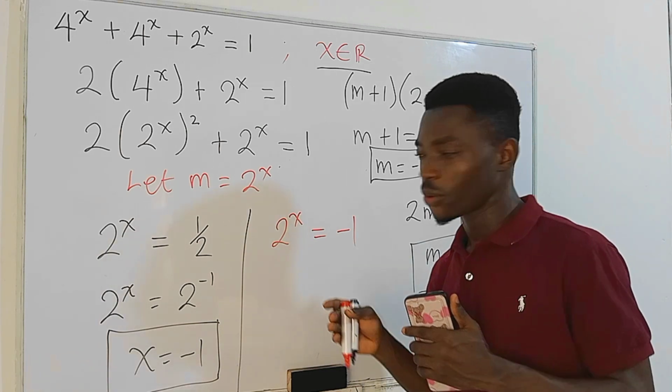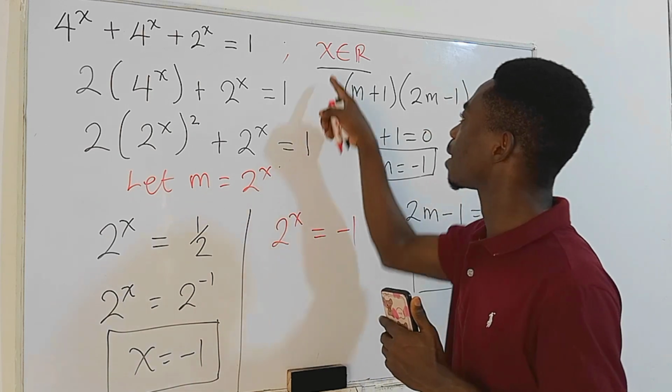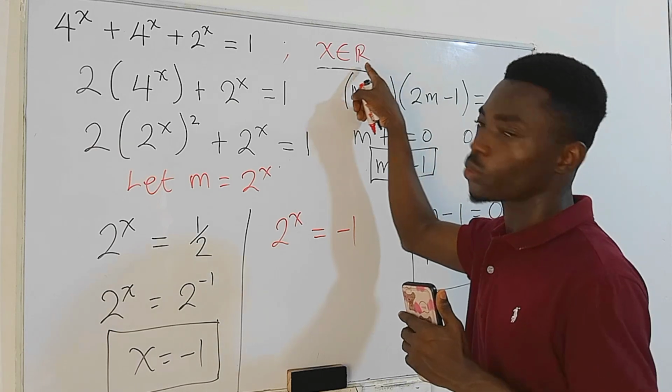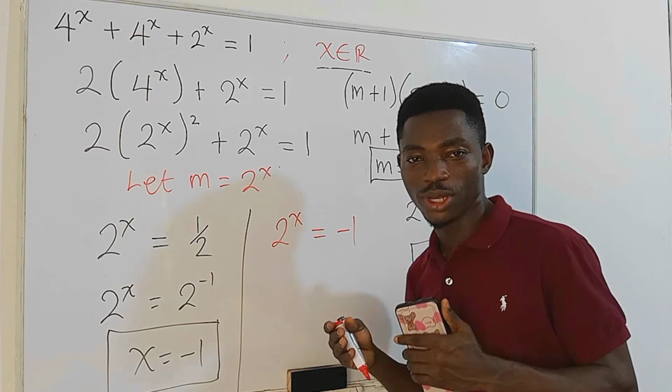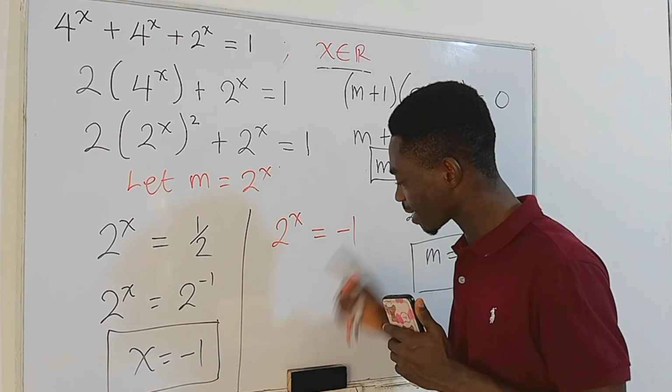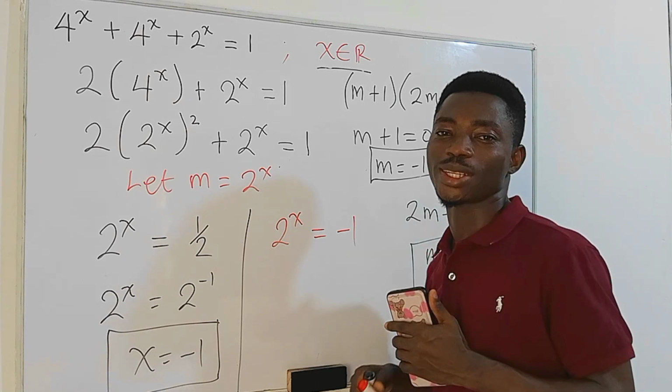Don't get me wrong. We can solve only if we are looking for complex answers. But remember, the question is saying that x belongs to real. Of course, for real answers, we cannot solve this. But if you're interested in complex answers, I'm going to leave the answer right here, and it is up to you to solve. If you get it, let me know that in the comment section.